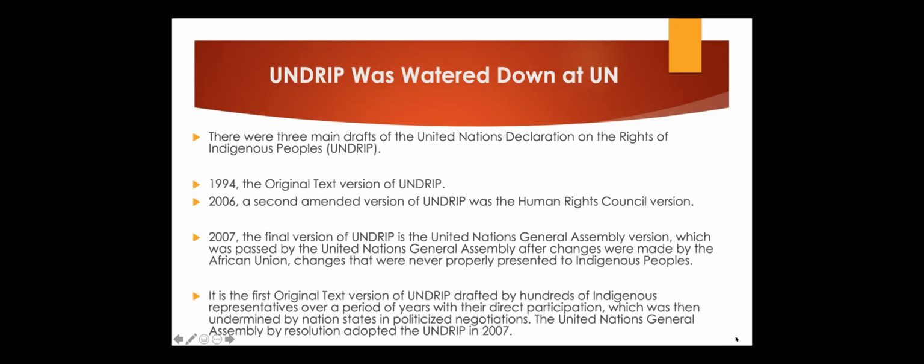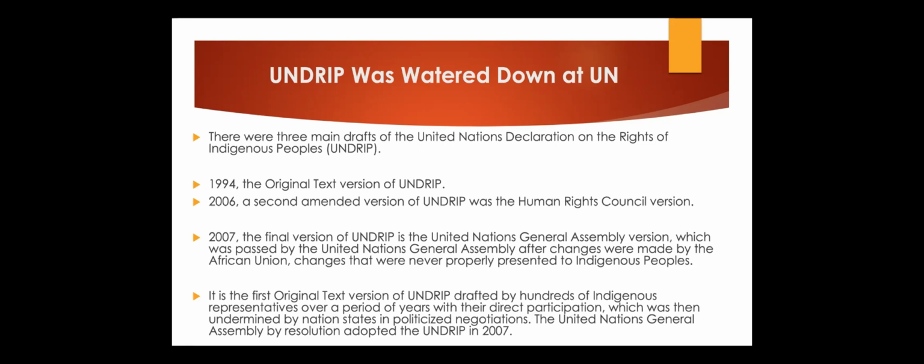So it's important to realize that the UN Declaration was watered down first at the United Nations. There were 3 drafts of the UN Declaration. The first was the original text version in 1994 that Indigenous peoples from around the world had a lot of input into, as well as legal advisors. That was the version that there was broad Indigenous consent to. But an official in the UN amended that version in 2006, and that became the Human Rights Council version. And the final version of the UN Declaration was passed by the General Assembly resolution in 2007.